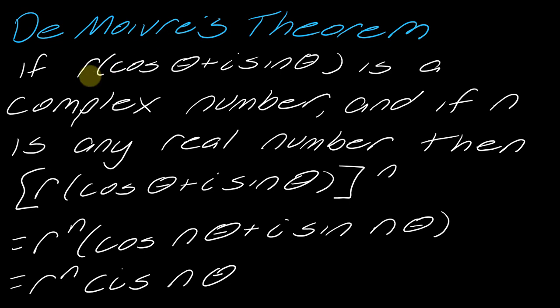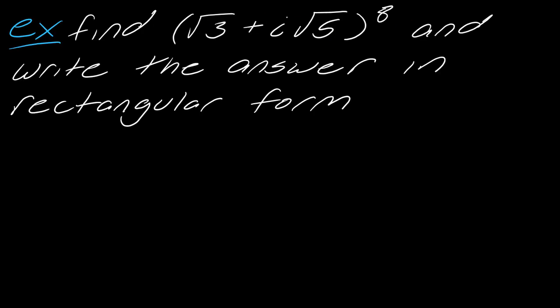Okay, so anyways, let's say I've got this complex number, and then I have some real number n. So the theorem says if I take this to the nth power, taking a complex number to the nth power will just give me r to the nth times cosine n theta plus i sine n theta, or r to the n cis n theta. Okay, so this is pretty cool because look at this first example.